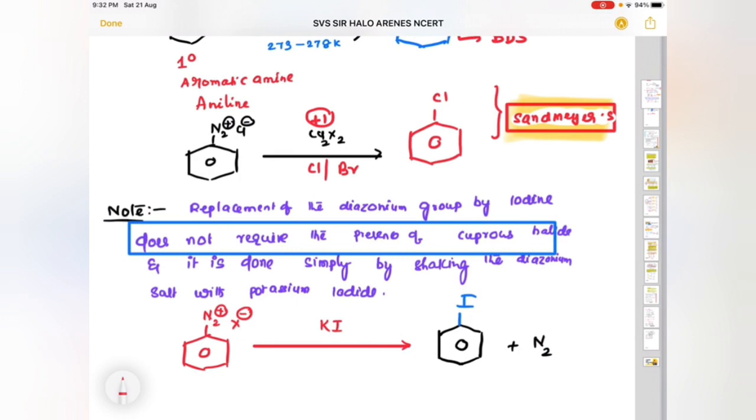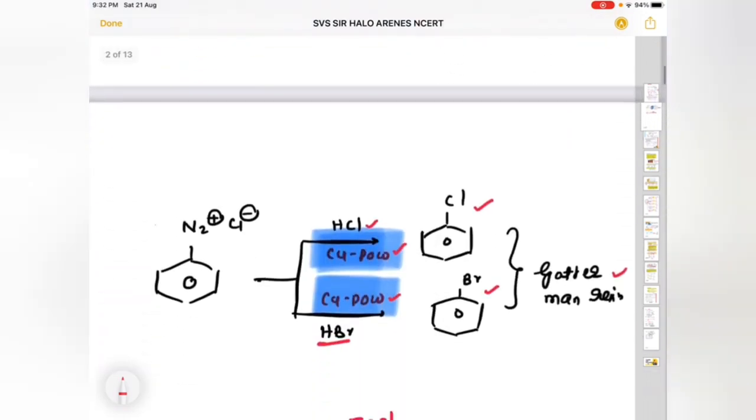Next, very, very important, replacement of the diazonium group by iodine. When you take reaction with iodine, it does not require any cuprous salt. It is just simply done by shaking the diazonium salt with potassium iodide. So we are getting just iodobenzene. Generally, reaction with fluorine we don't discuss. Fluorine is generally most reactive, and explosion takes place. That is the reason we don't discuss. So this is about preparation of iodobenzene.